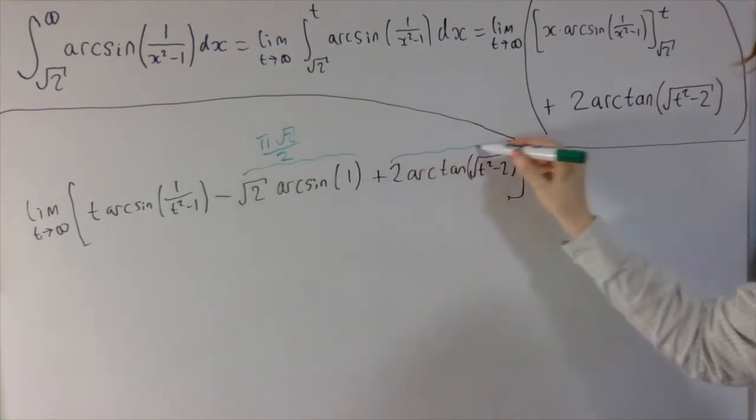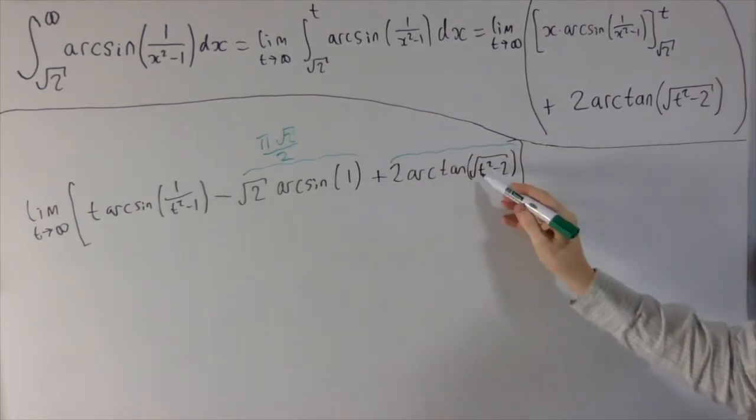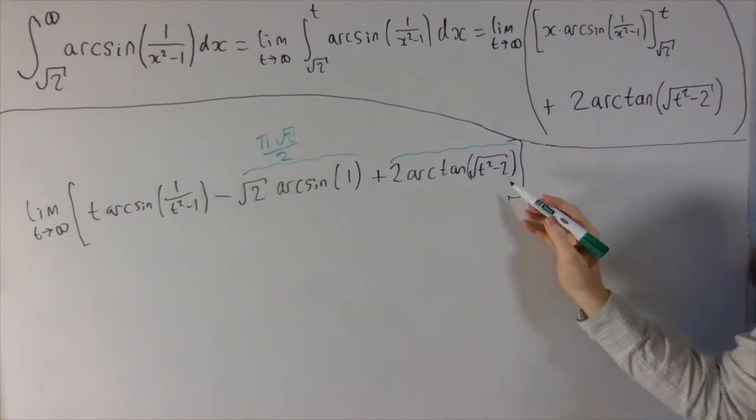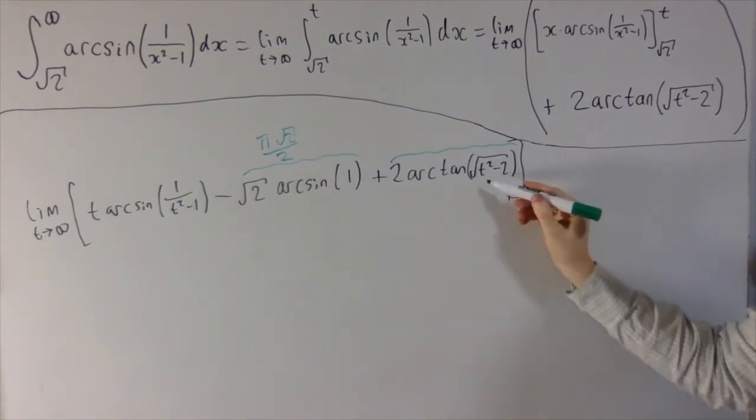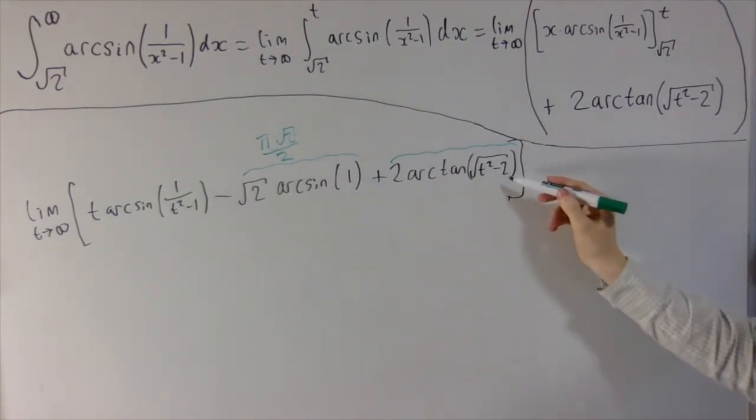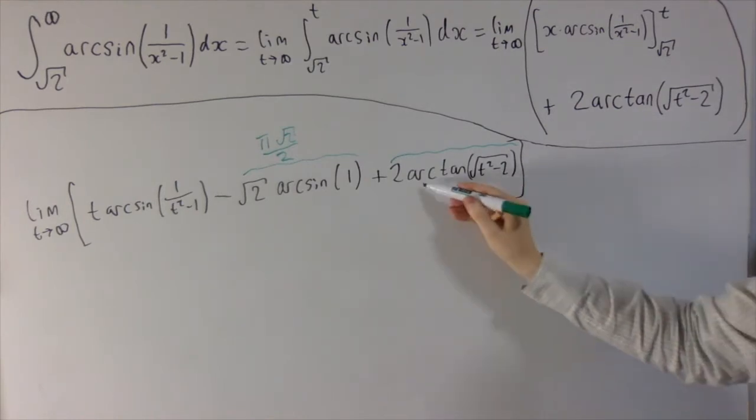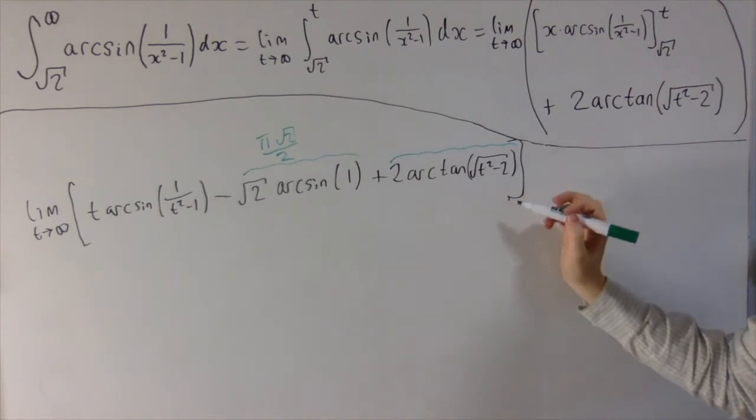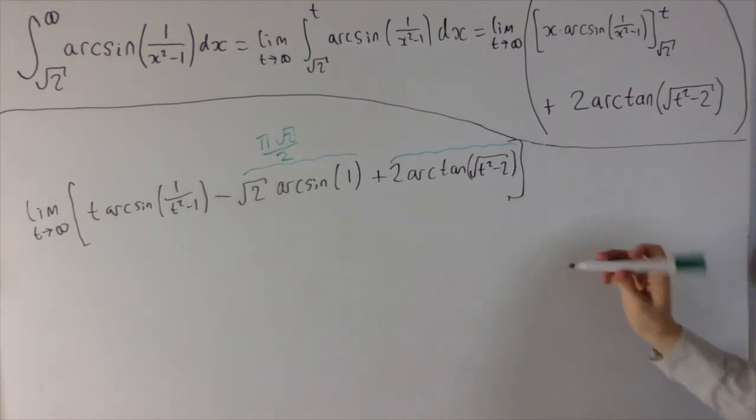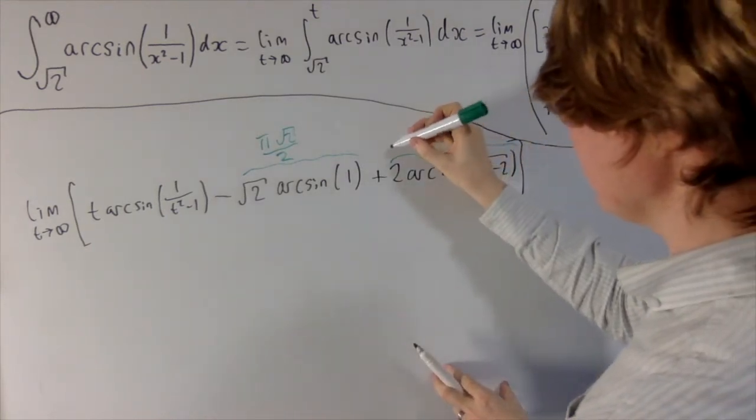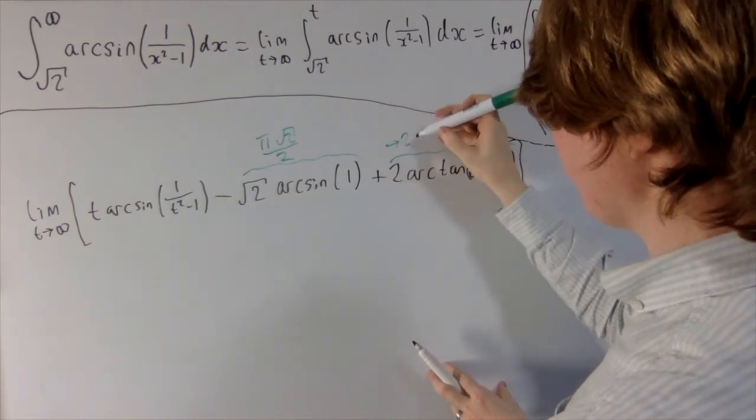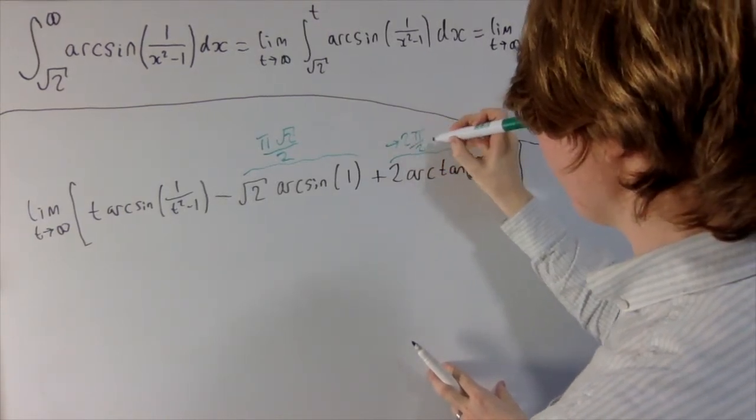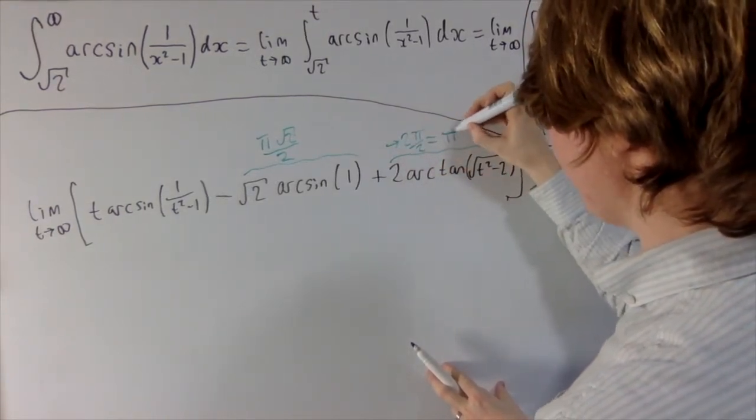This term, 2 arctan root t squared minus 2, well, you know that as t goes to infinity, the square root of t squared minus 2 also goes to infinity. So arctan of all of this will converge to pi over 2, so arctan of positive infinity. So you'll get this converges to 2 pi over 2, which is just equal to pi.